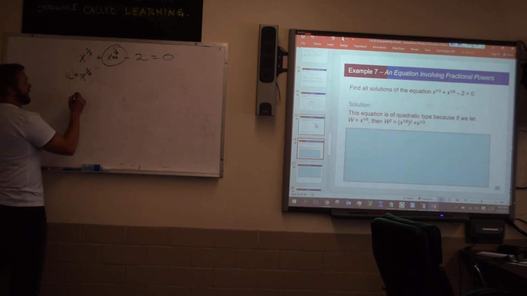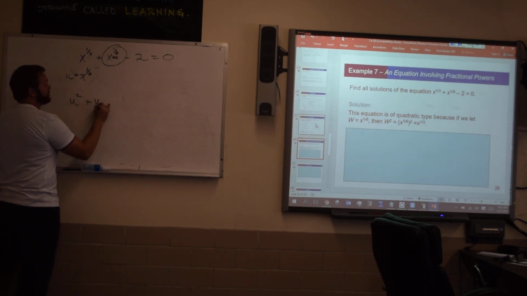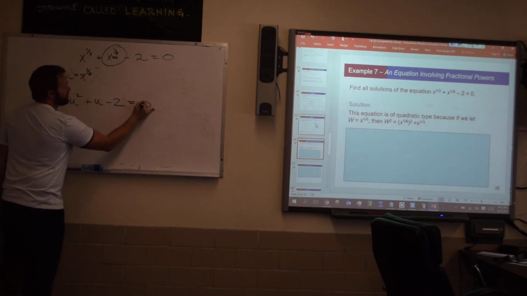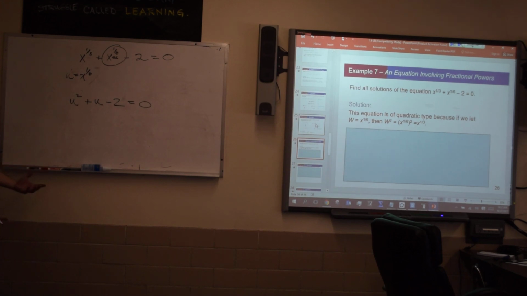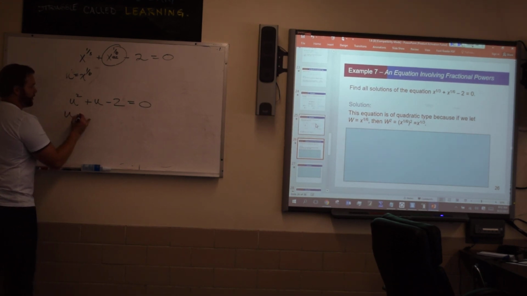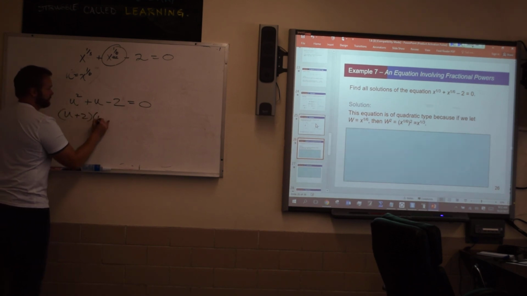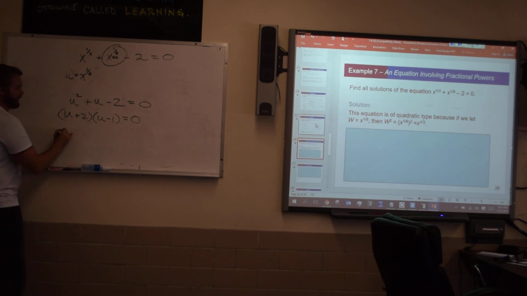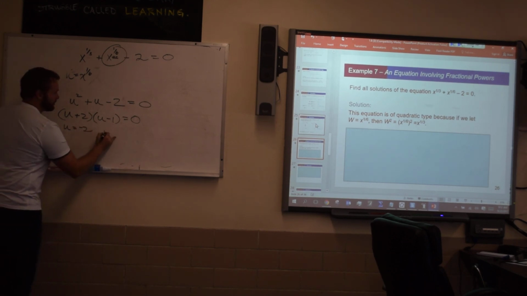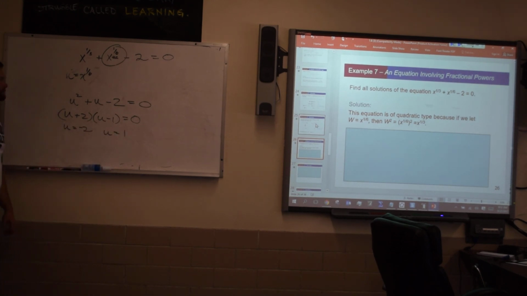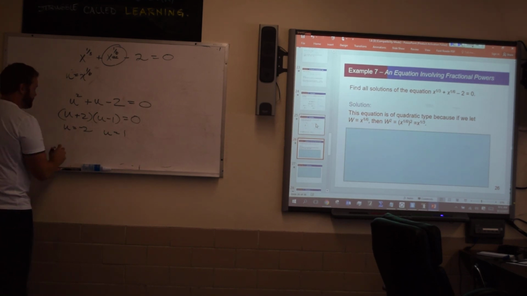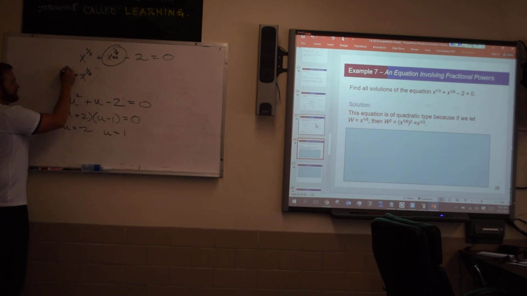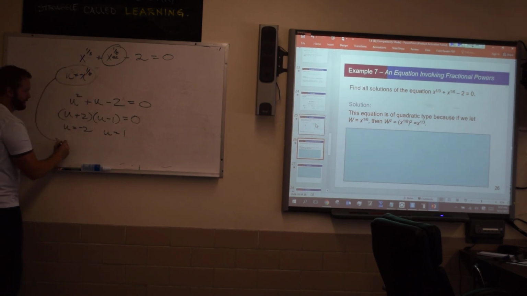So now it's going to be u squared plus u minus 2 equals 0. Down to something that's a lot simpler, right? After that, u plus 2, u minus 1. And then u is equal to negative 2, and u is equal to positive 1. But remember, u was what? Yep, x to the 1/6. We got it. Come back in and replace.